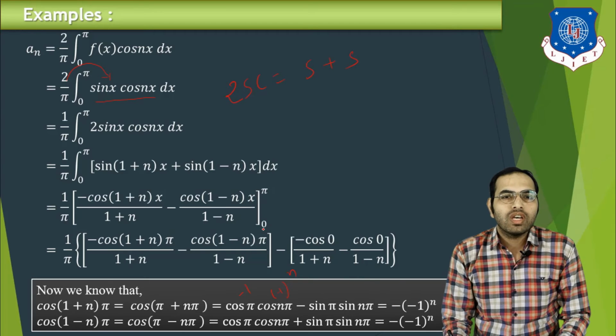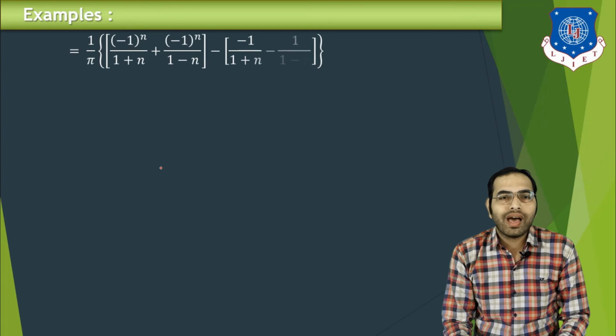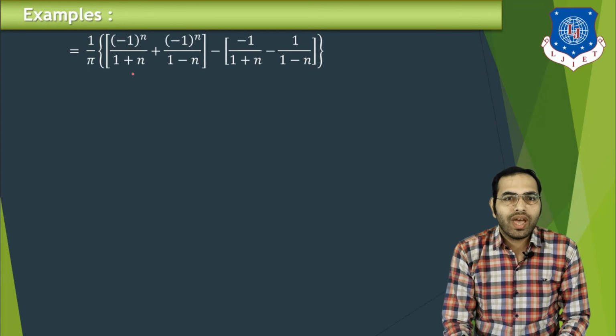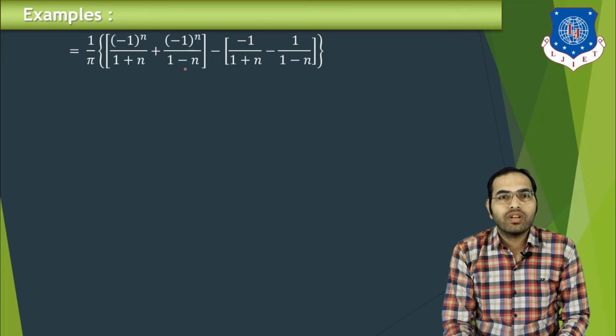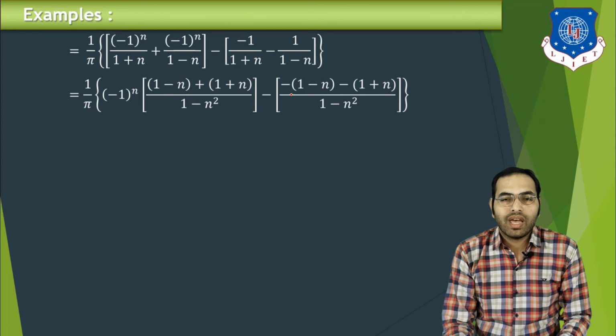Substituting this value in the equation and simplifying, that gives 1 upon pi, inside the bracket, minus 1 raised to n upon 1 plus n plus minus 1 raised to n upon 1 minus n, minus another bracket, minus 1 upon 1 plus n minus 1 upon 1 minus n. Here in the first term, minus 1 raised to n is common, and taking the LCM, we get 1 minus n plus 1 plus n, and in the denominator 1 minus n squared. Similarly, in the second term, taking the LCM, minus sign inside the bracket, 1 minus n minus 1 plus n upon 1 minus n squared.